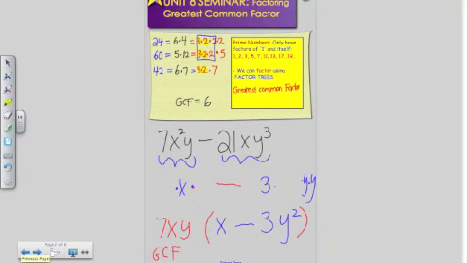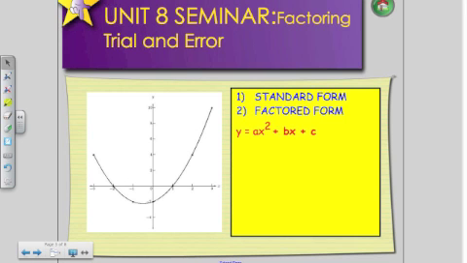Just a generic binomial. Usually you're going to be factoring using the greatest common factor. Take it outside, and then inside the bracket we're going to keep our leftovers. Does everyone understand this concept? Okay, good. So factoring using greatest common factor is very straightforward.